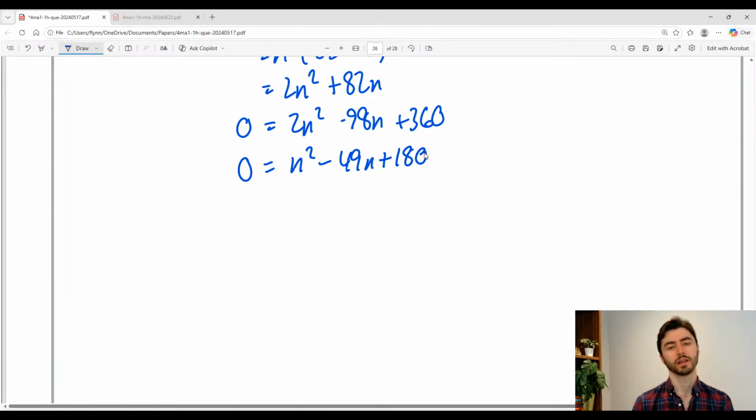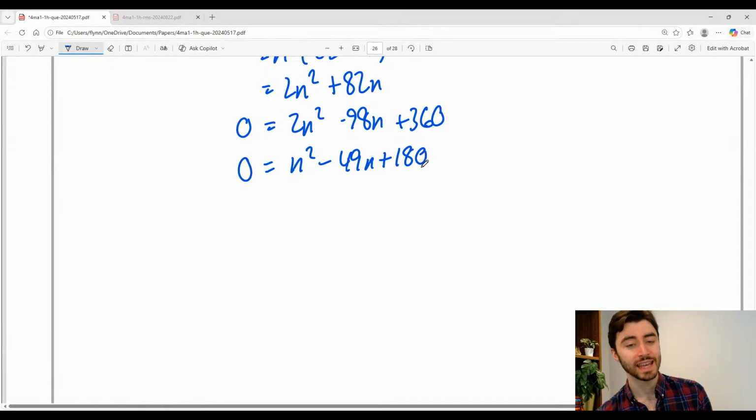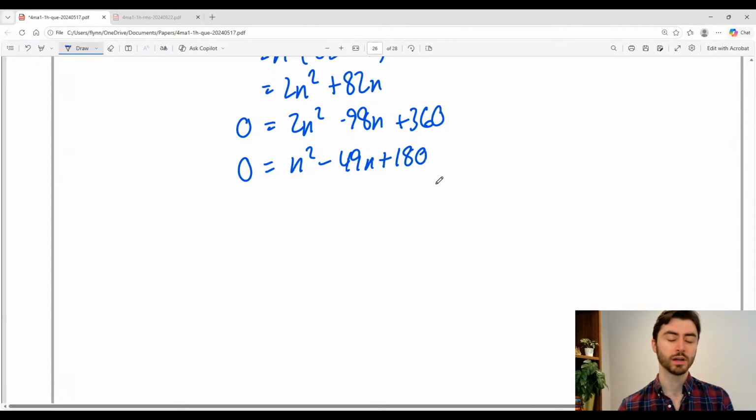And that does not look like it's going to be fun to factorize. But I do know it will be factorizable because n has to be a whole number. So I'm looking for them to both be negative, and for them to multiply to 180. So why don't I go through some factor pairs?